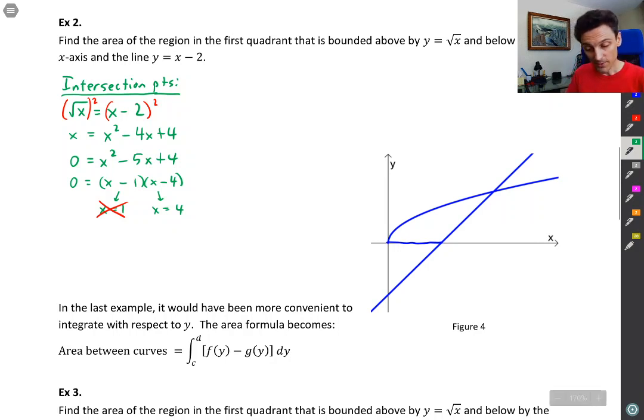Now, x equals 4 solves the original equation. You get 2 on both sides. Y equals 2 on both sides.